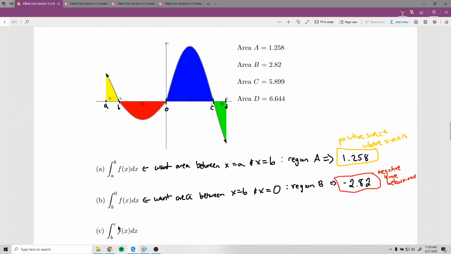All right, and part C, we want the integral from b to c of f of x dx. So from b to c is going to involve two regions because we're starting here and we're going all the way to c over here. So we want the area of region B and C. Now the area of region B is 2.82, and the area of region C is 5.899.